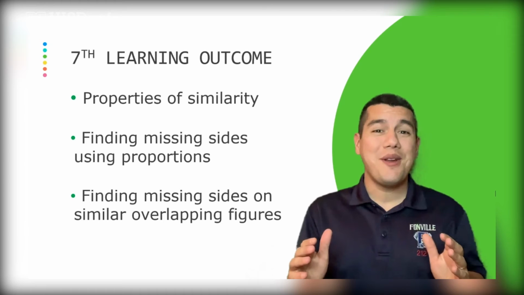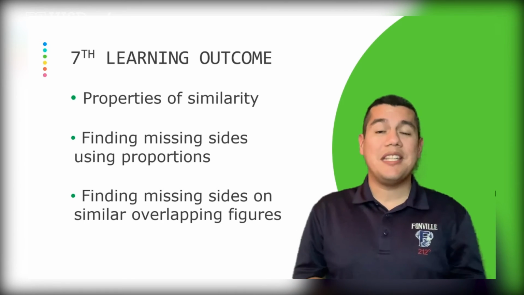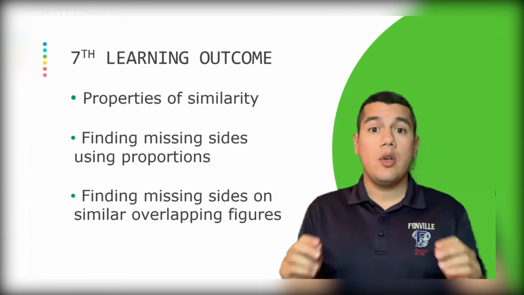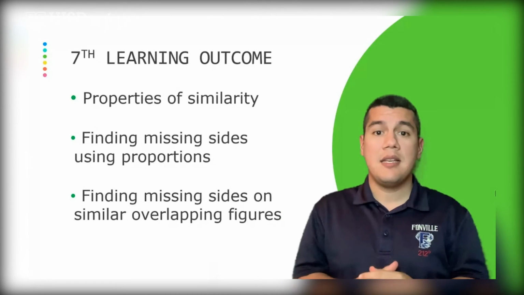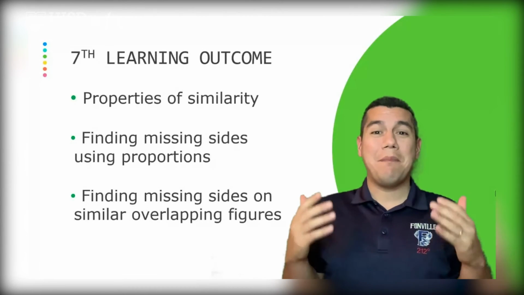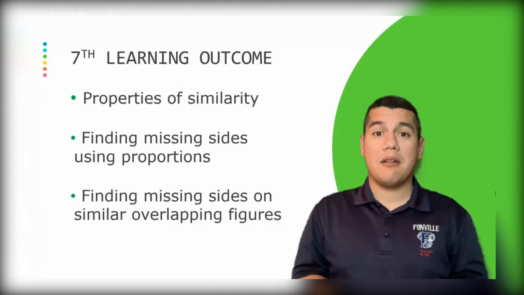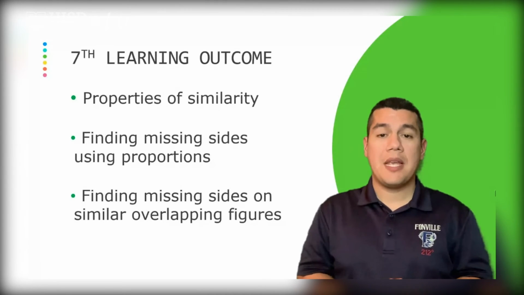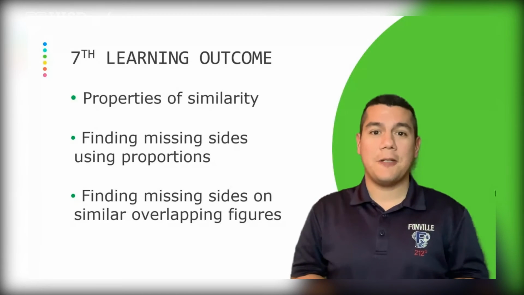For our seventh graders, today we learn the properties of similarities. We also learn how to find missing sides using proportions, and also how to find missing sides when we have two overlapping similar shapes. And now we're ready for our eighth grade section.